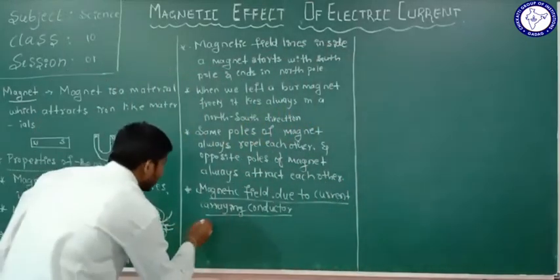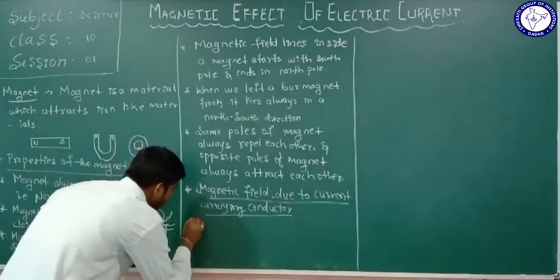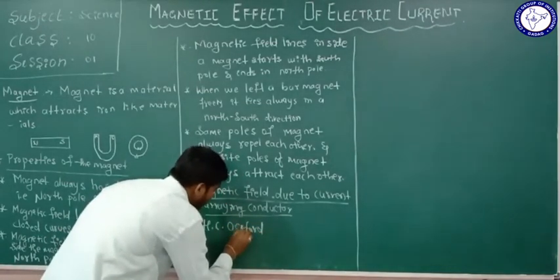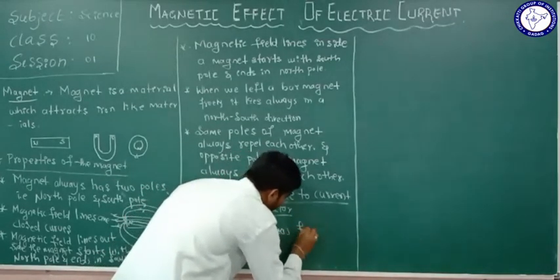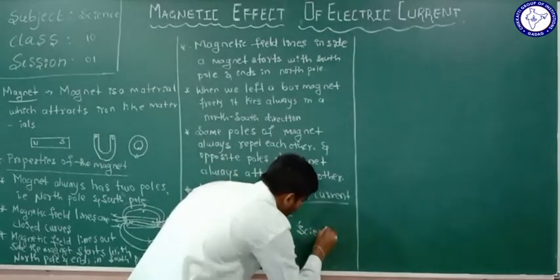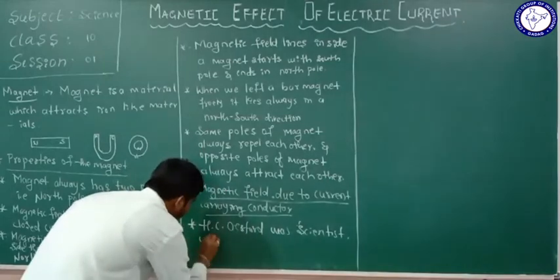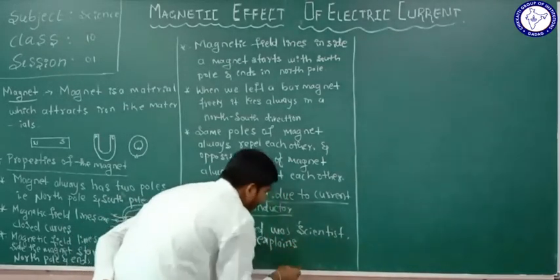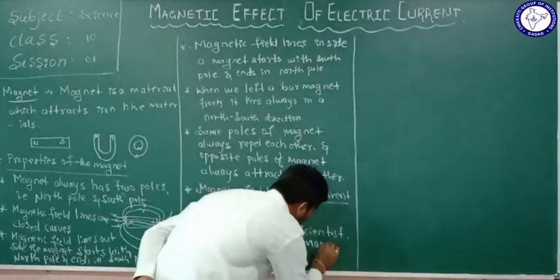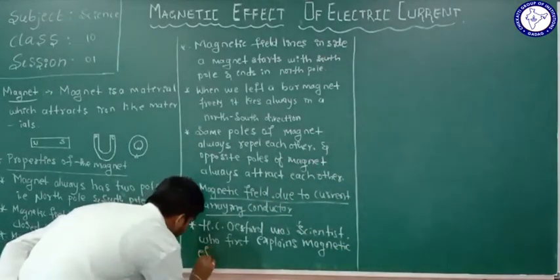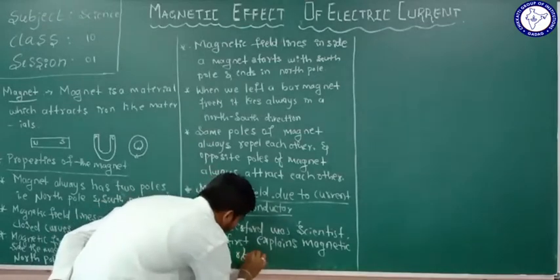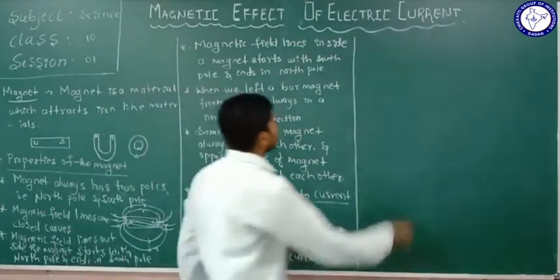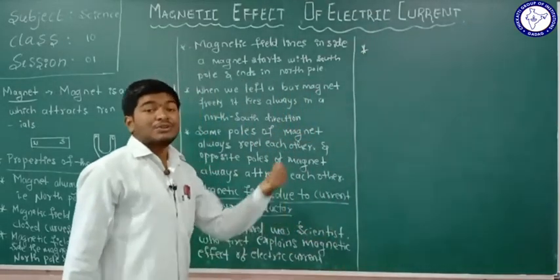So, the magnetic field due to the current carrying conductor, right hand. H.C. Oersted was the first scientist who explained the magnetic effect of electric current. According to him, what are the properties of the current carrying conductor which shows the magnetic effect?